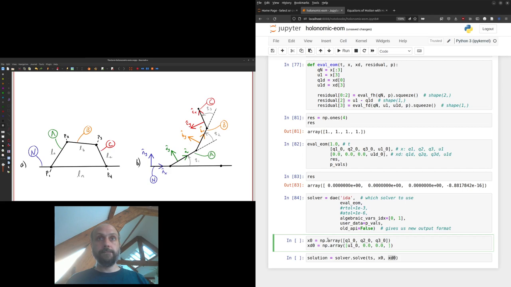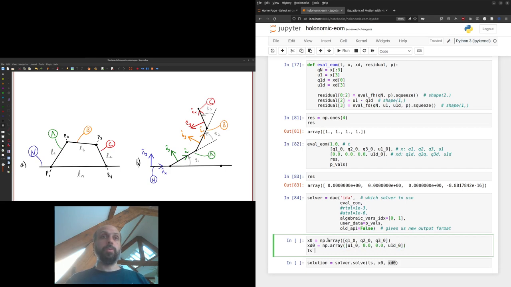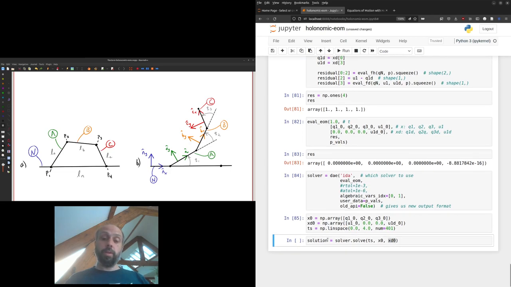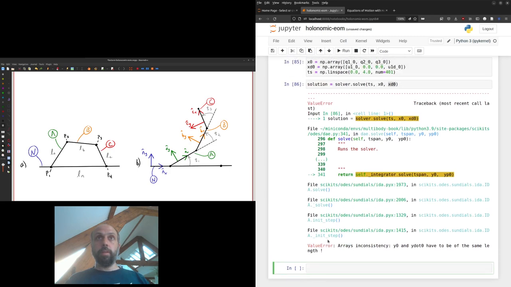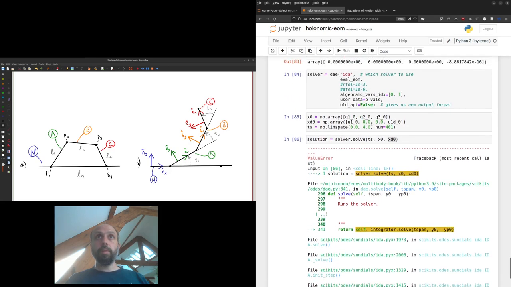And then we've got u1 dot 0, right? We need some time values, so let's just do ts equals np.linspace. Let's go from 0 to 4 seconds, and then 401 time steps, and then hopefully this thing will solve. We got a value error. Do I not have things the same length? Oh yeah, right, I don't. This is supposed to be u1, 0. And this is just supposed to be 0.